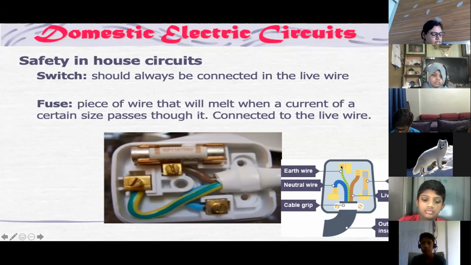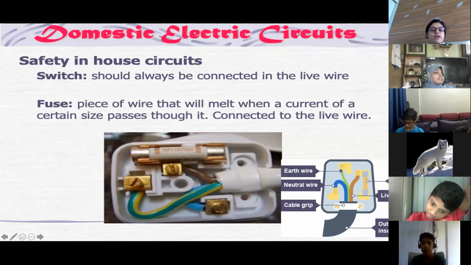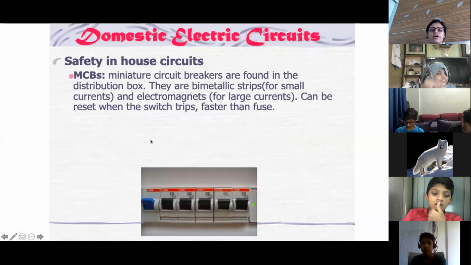The top one is your earthing, and this one is your neutral, and this one is your live. So live wire is at high potential, neutral and earth wire are connected to each other, and this is the cable which comes out. Okay, so these are just extra information. This is not required right now.